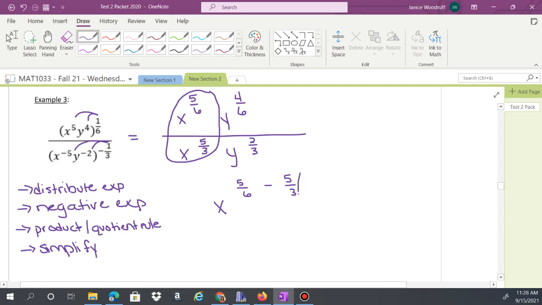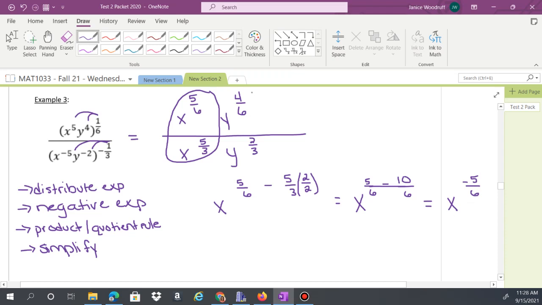6. So I need to multiply this by 2 over 2, which makes this x to the 5/6 minus 5 times 2, 10, over 6. Which gives us x to the 5 minus 10, negative 5 over 6. So we just go straight across the top, subtract 5 minus 10, we get negative 5/6.